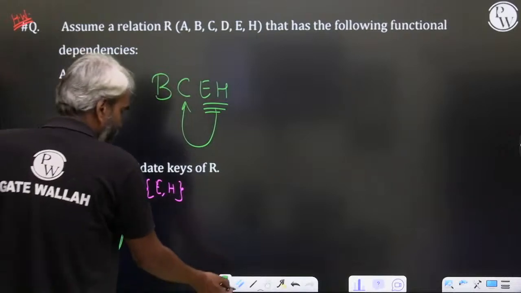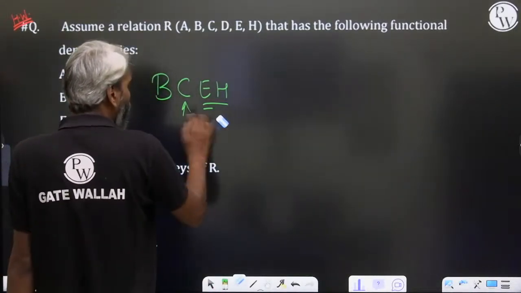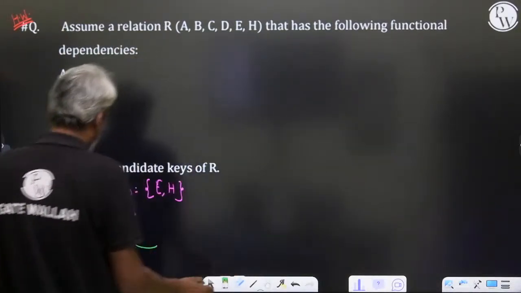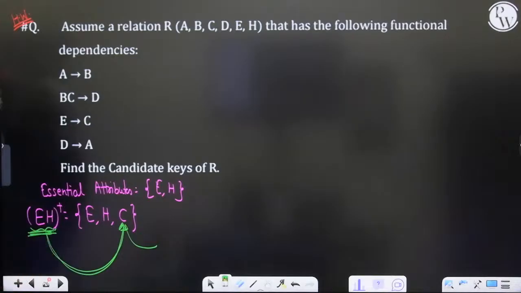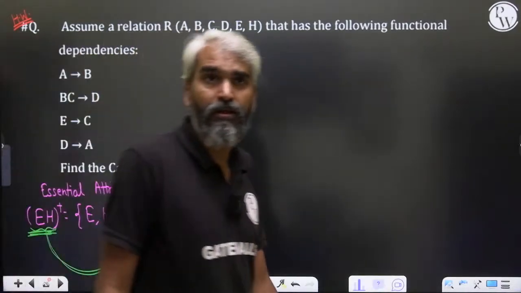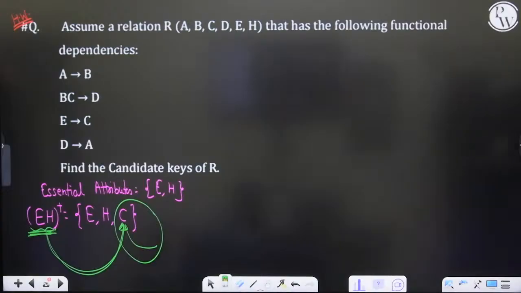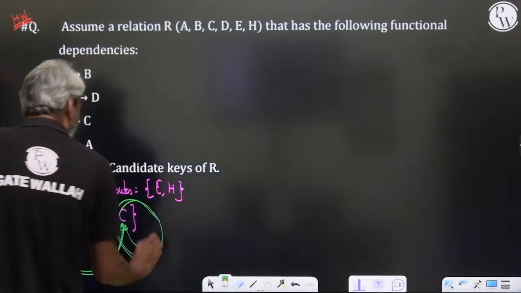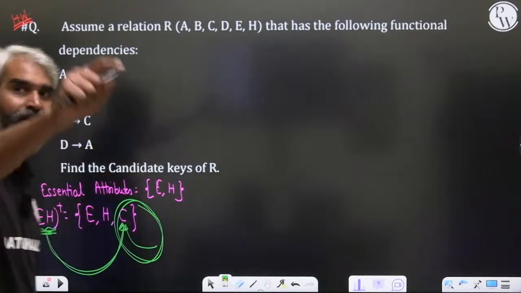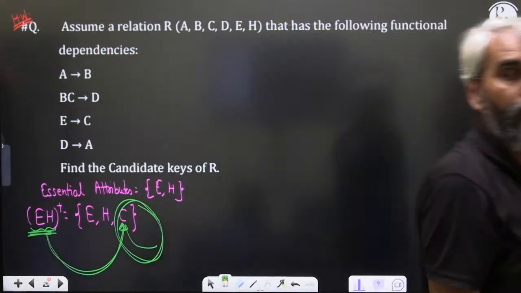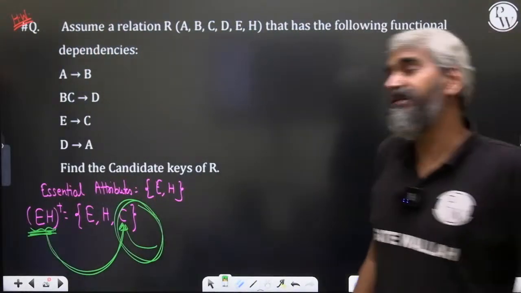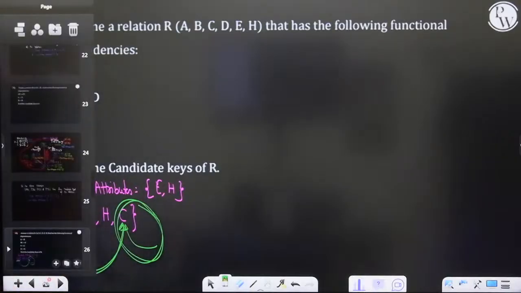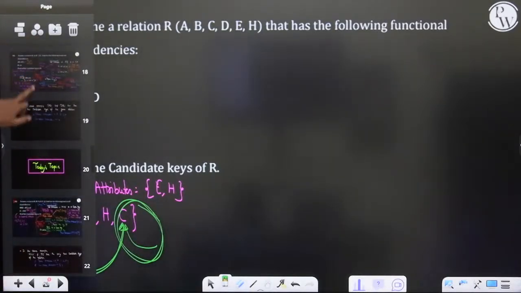So the one thing that you must understand is that apart from the essential attributes, all the attributes that can be determined by the essential attributes will never be present in any candidate key. Will never be present in any candidate key.